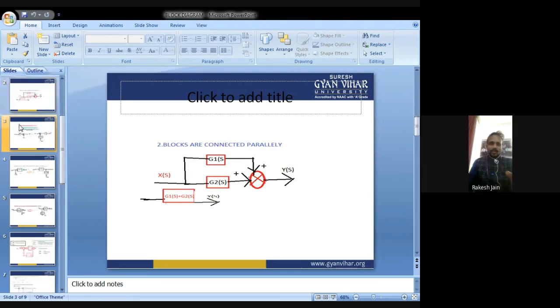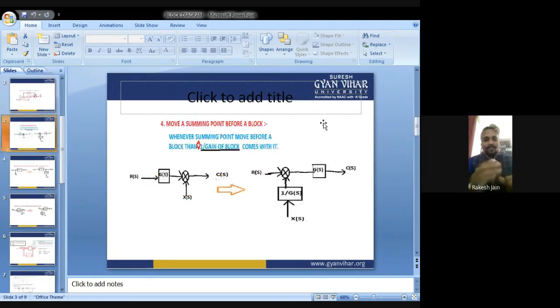Then the next rule is moving a summing point before a block. In the second rule we saw that if we wish to move the summing junction after a block, then the gain of that block will be multiplied. But here, moving a summing junction before a block means if a summing junction moves before a block, then the gain of that block will be reciprocal and come with that summing junction.